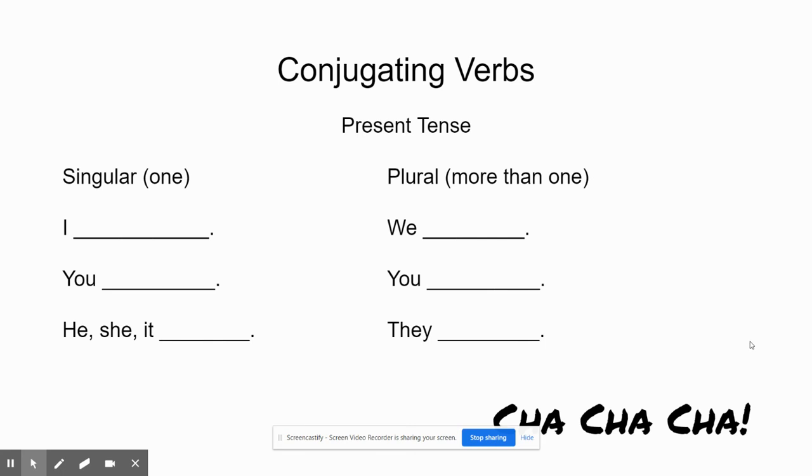So using the verb eat in present tense, we would need these words. So here would be our chant. Ready? I eat, you eat, he, she, it eats. We eat, you eat, they eat, cha cha cha.